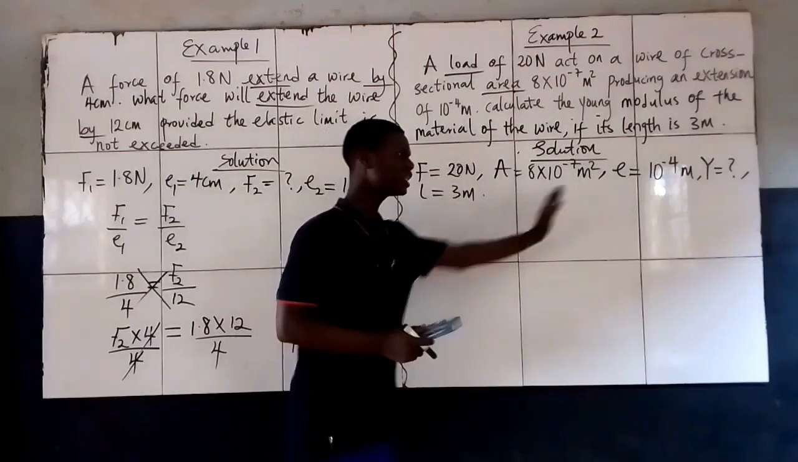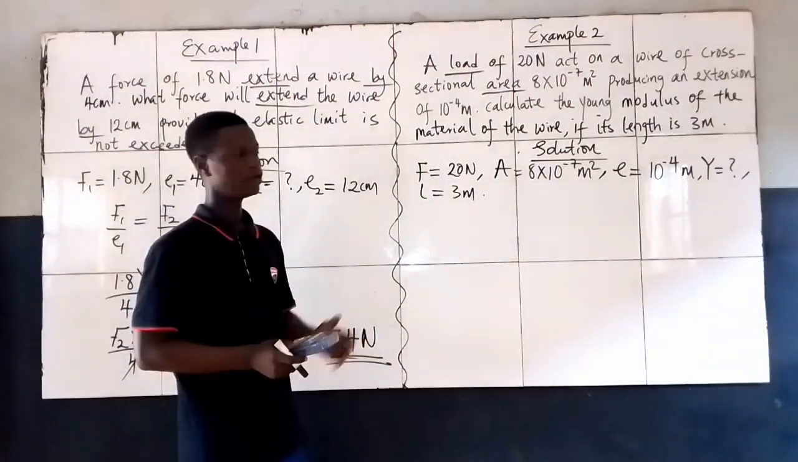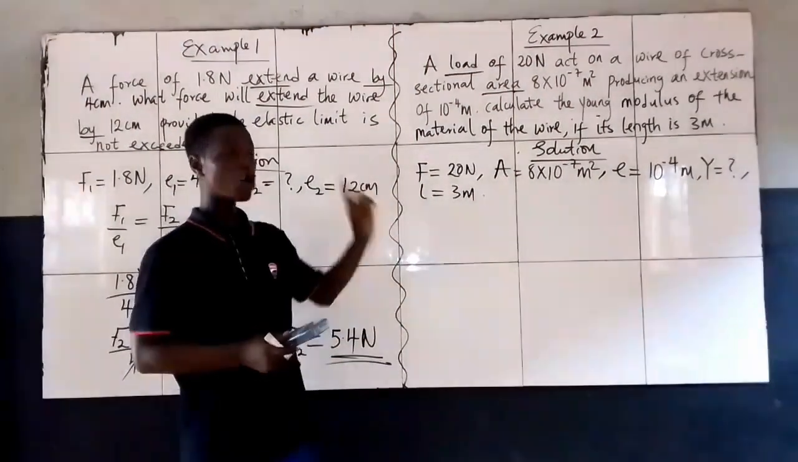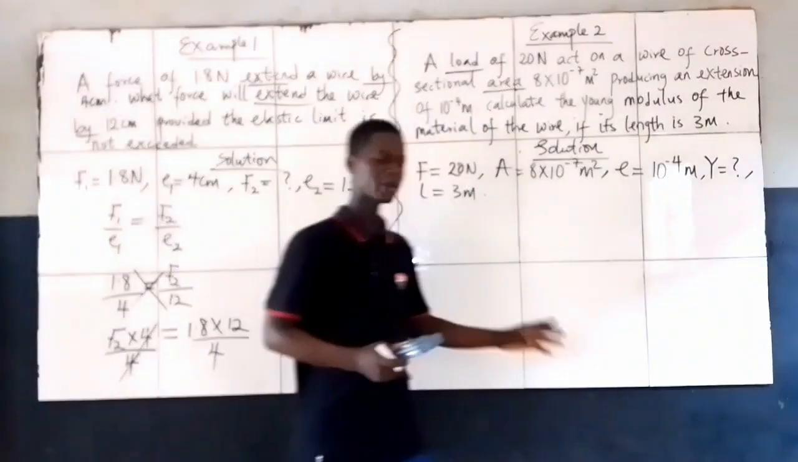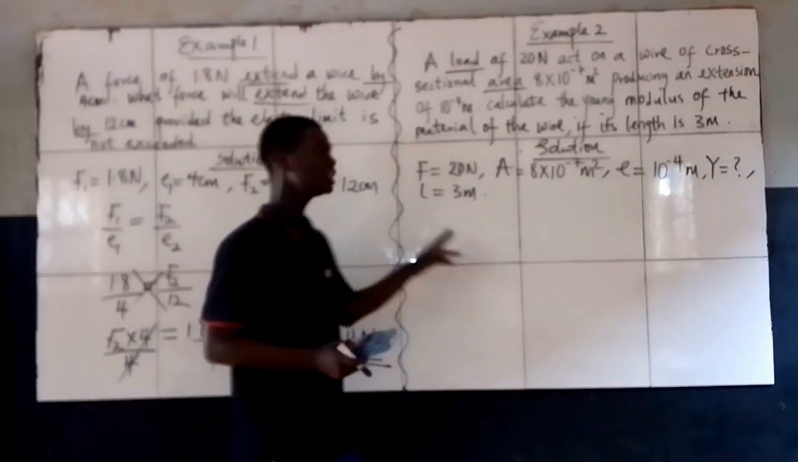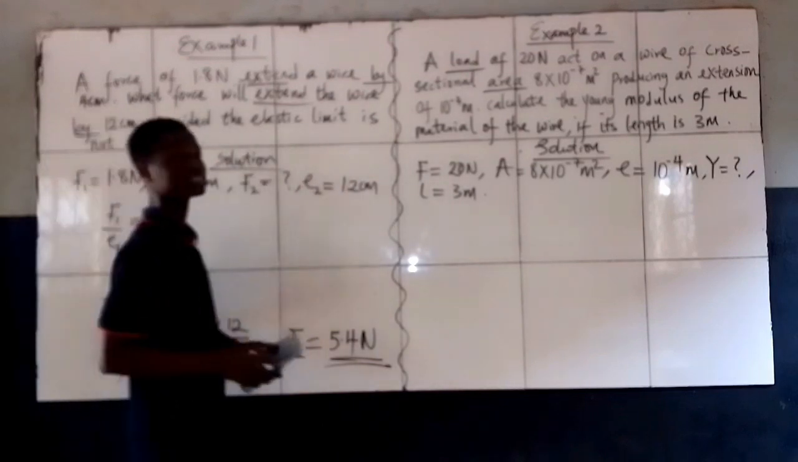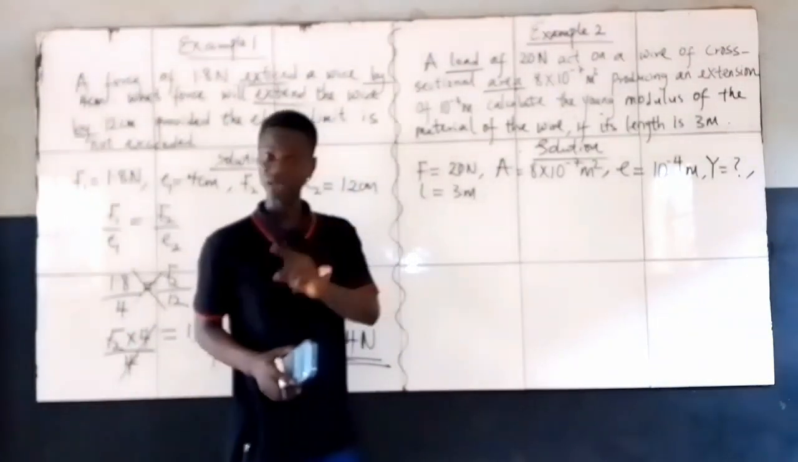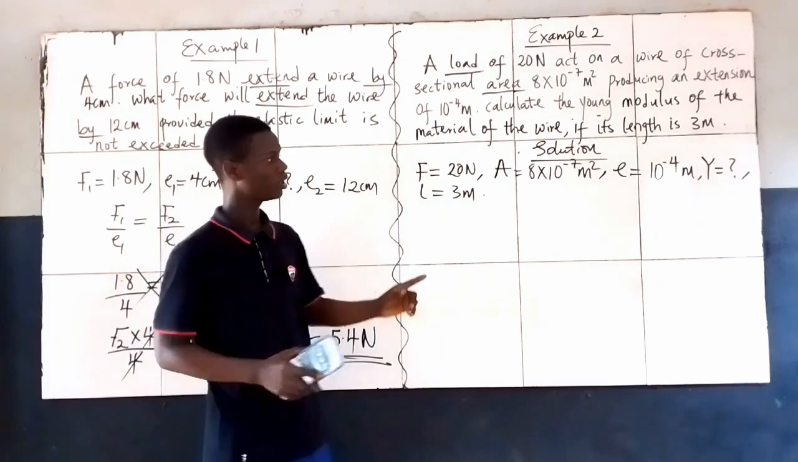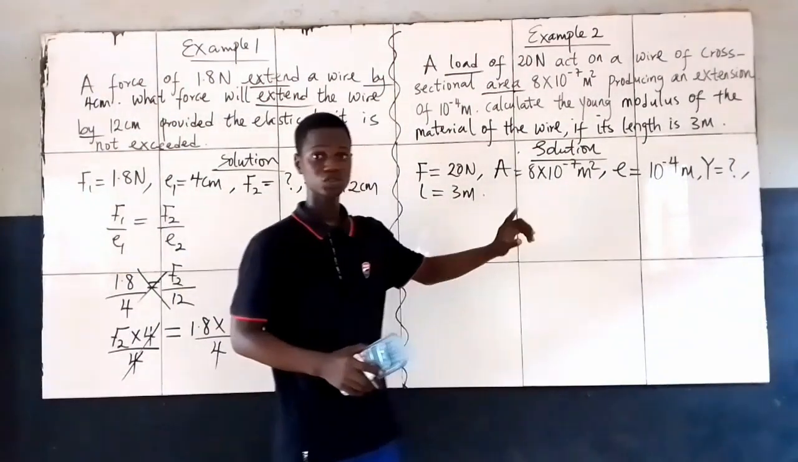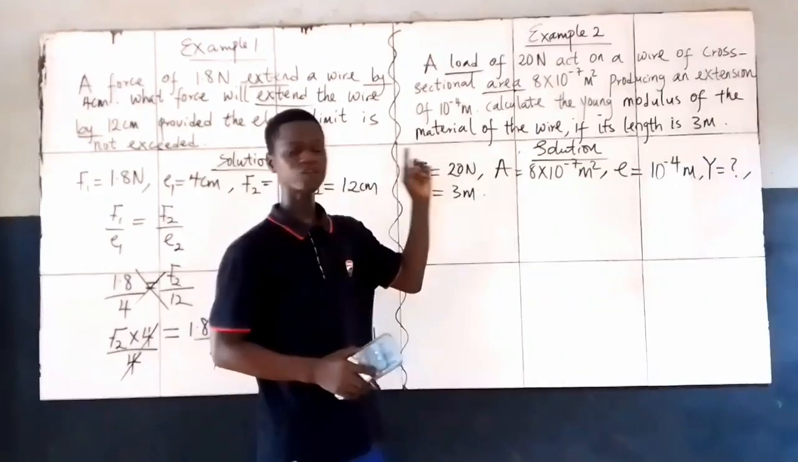Now, looking at all these parameters given, what is the most suitable formula under Young modulus that can be used to solve this question? This one, because we saw "provided the elastic limit is not exceeded", doesn't that mean it's a Hooke's law question? It's a Hooke's law question. But now we are asked to find Young modulus. So this is under Young modulus. Which of the formulas is most suitable?